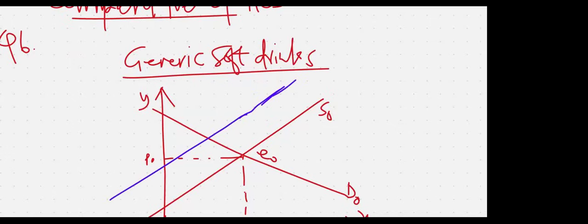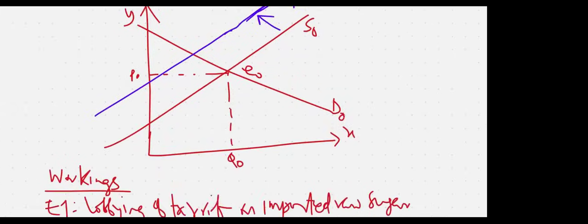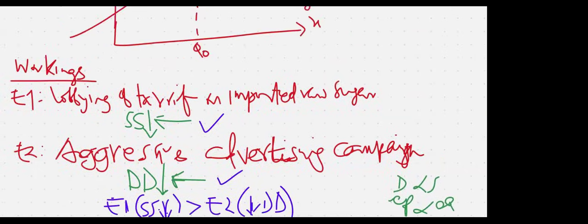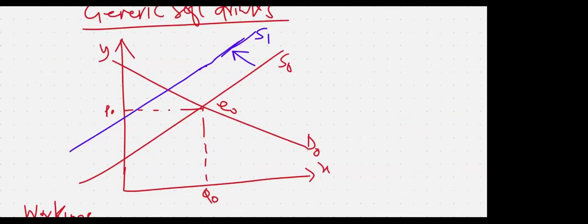So it is my new supply, S1. It is falling. It has decreased to the left. Then it says that assuming the lobbying has a greater impact, demand is also decreasing. However, it is not decreasing at the same magnitude as the supply. And it says the supply decrease should be greater than the demand.